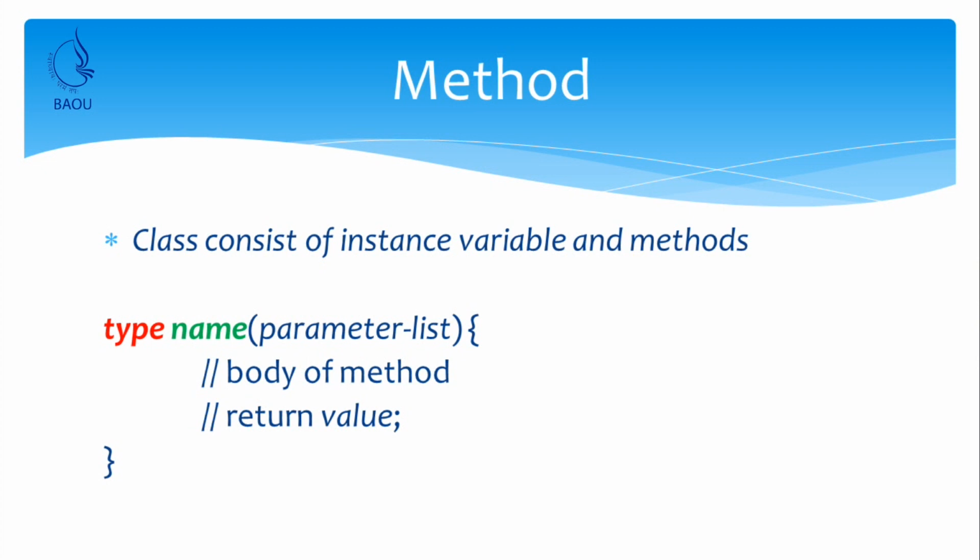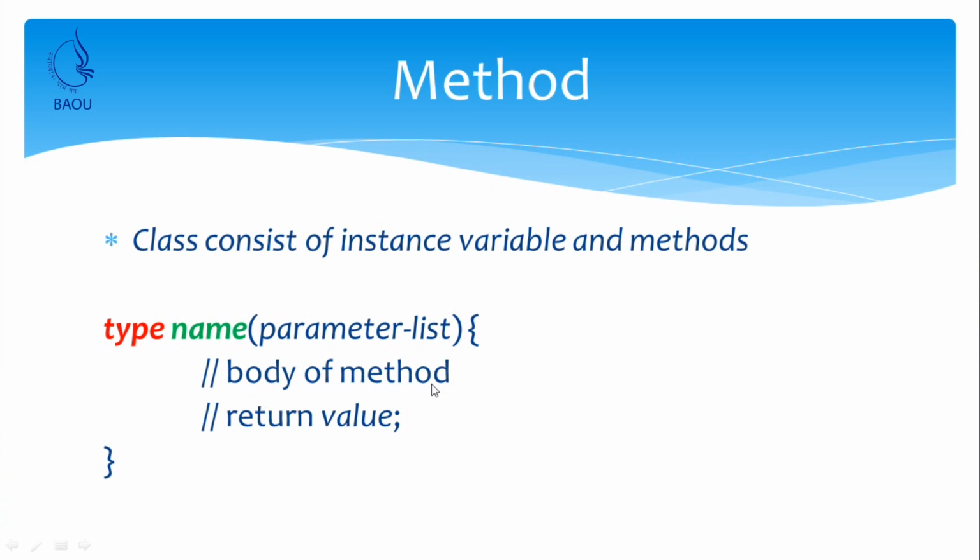So, every method has a name. The name, which is shown here in green color, represents the name of the method. The type represents the value returned by the method, and it may be an ordinary data type or it may be an object also. A method may require some data to operate on. So, this parameter list, which is optional, represents the data required by the method to process, and inside curly braces we define the body of the method.